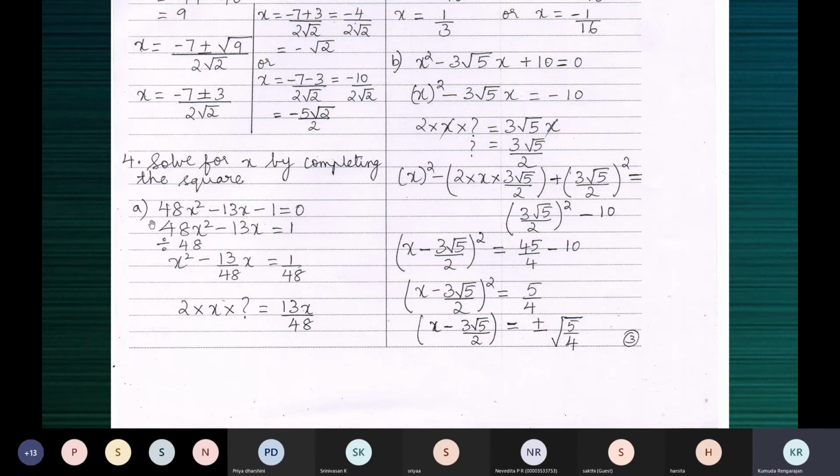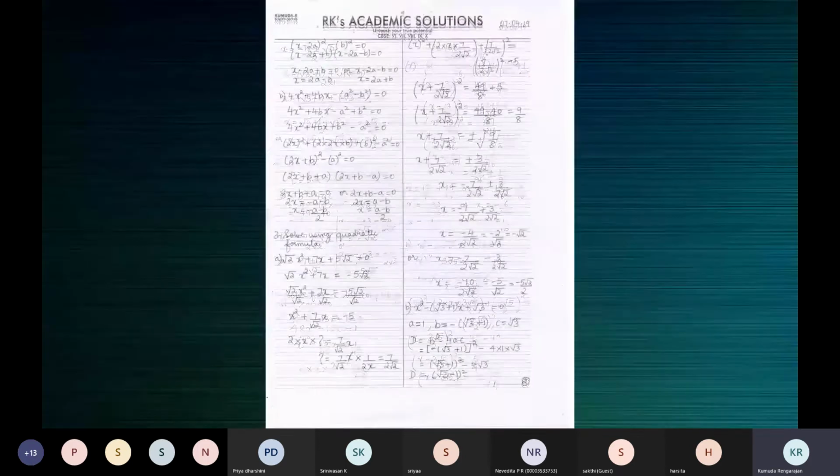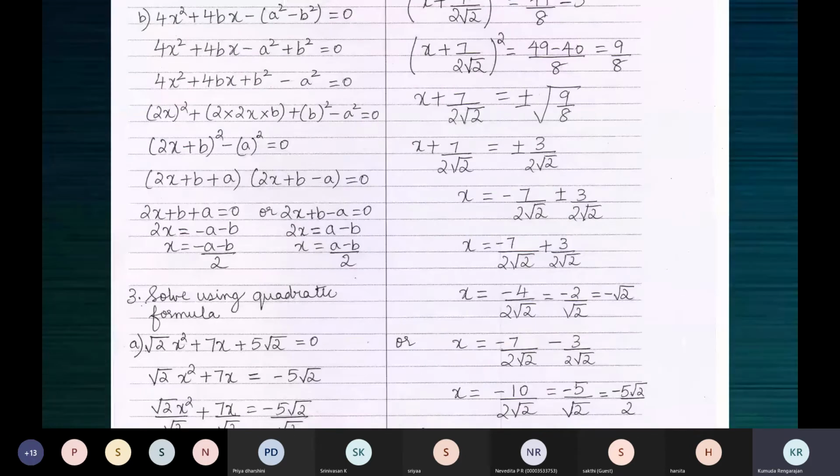So here, solve for x by completing the square. Solve for x by completing the square. So here we had a term to complete the square. So again I have to go back to that. Here we had a term to complete the square.